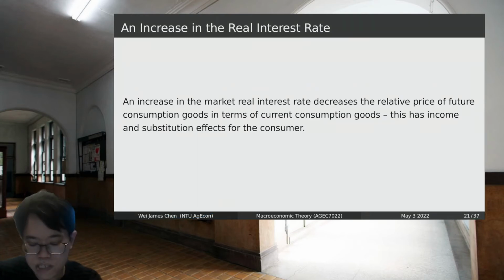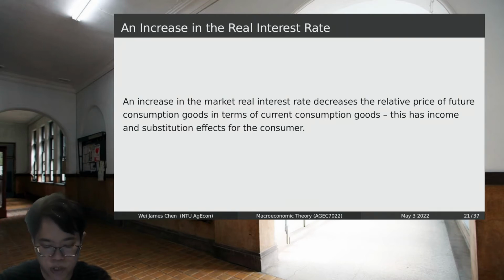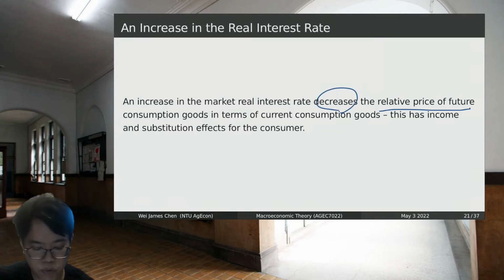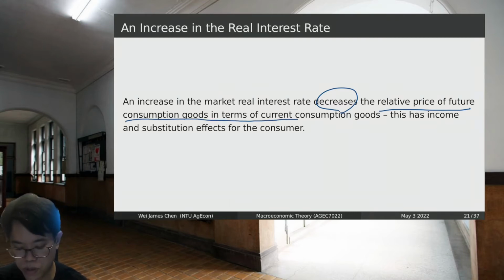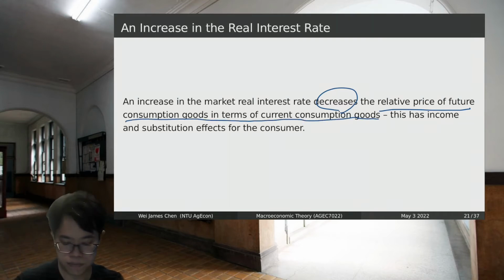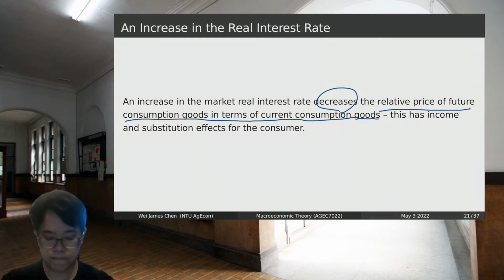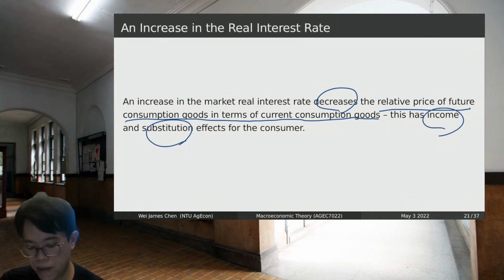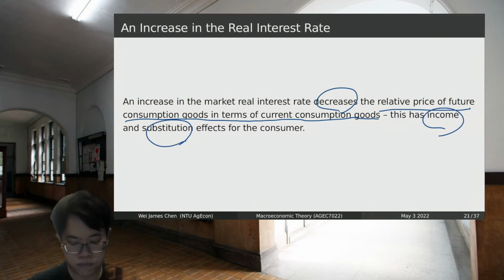So basically, an increase in the market real interest rate decreases the relative price of future consumption good in terms of current consumption good. Right? The relative price changes. And since it is a price change, it again has income and substitution effects. You should be familiar with this type of model, how to decompose the substitution effect and income effect. I don't want to go into detail about this.